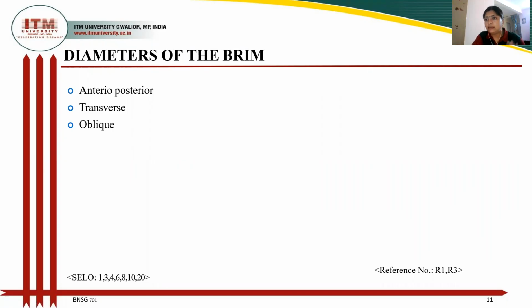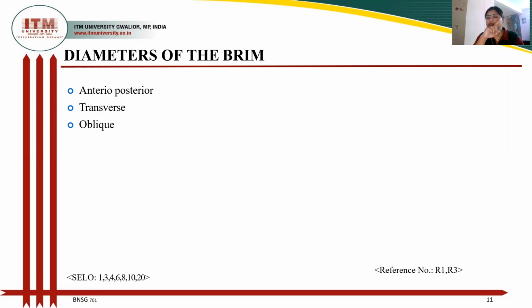Now after seeing the landmarks of the pelvis, we are moving on towards the diameters of the inlet. So how many diameters do we have? We have 3 diameters in the inlet. Which are the 3 diameters? The first is the anterior-posterior diameter, meaning we draw an imaginary line between the anterior aspect and the posterior aspect. That we call the anterior-posterior diameter.